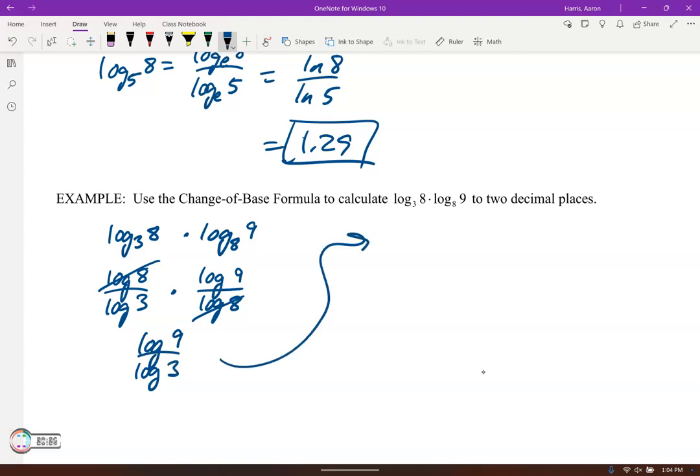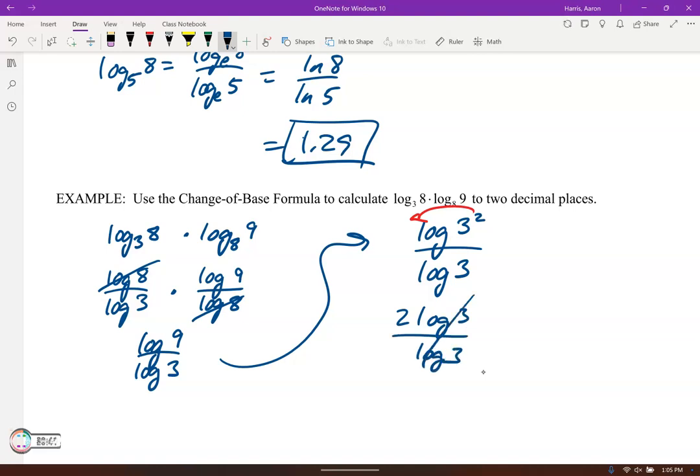Let me write this a different way. That's log of 3 squared over log of 3. The 2 can come in front, so it's 2 log of 3 over log of 3. And now the log 3's cancel. You're just left with 2. So log base 3 of 8 times log base 8 of 9 is actually just 2. That's some useful information there: you can change your bases with that change of base formula.